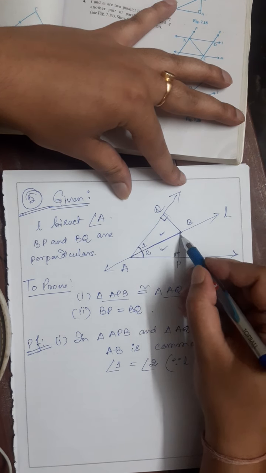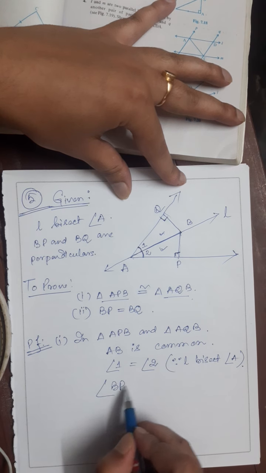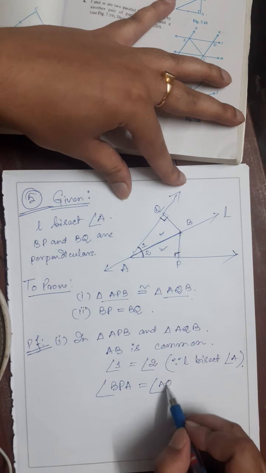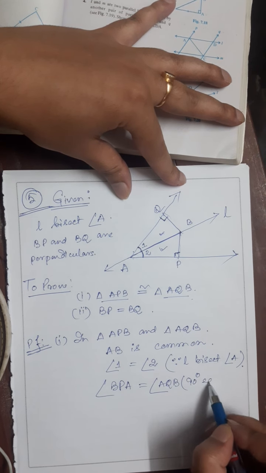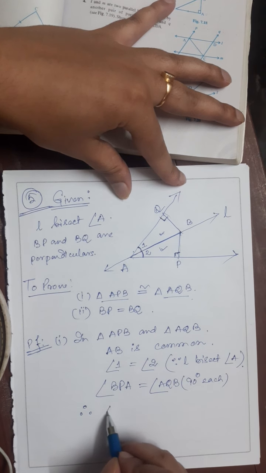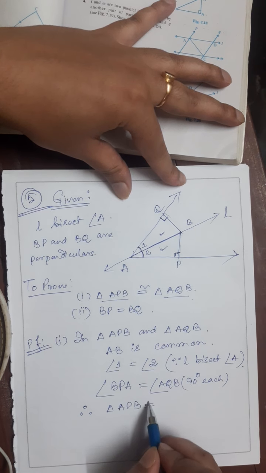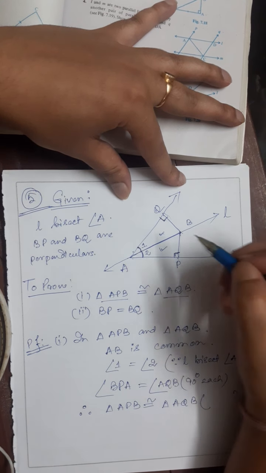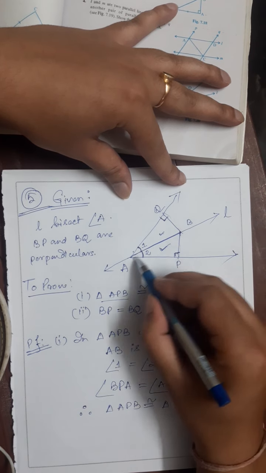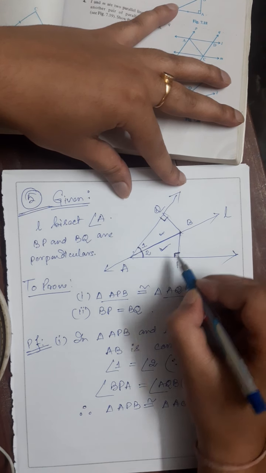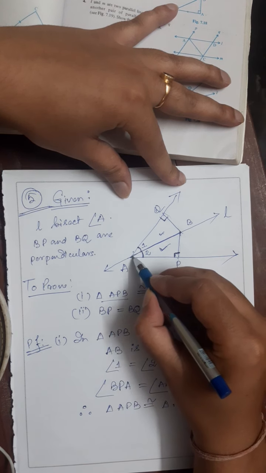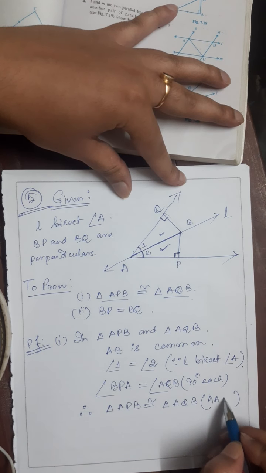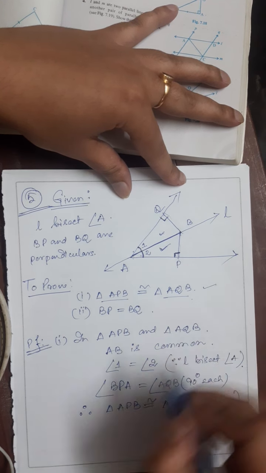So this angle name is BPA. Angle BPA is equal to this angle name AQB, angle AQB. Why equal? 90 degrees each. So we have got 3 points. Therefore, triangle APB is congruent to triangle AQB by which criteria? We have to check by looking at one triangle only. Look at this triangle. This is angle. Again, this is angle, and then comes the side. So okay, this is angle, angle, side congruency, AAS. So first proof is over.